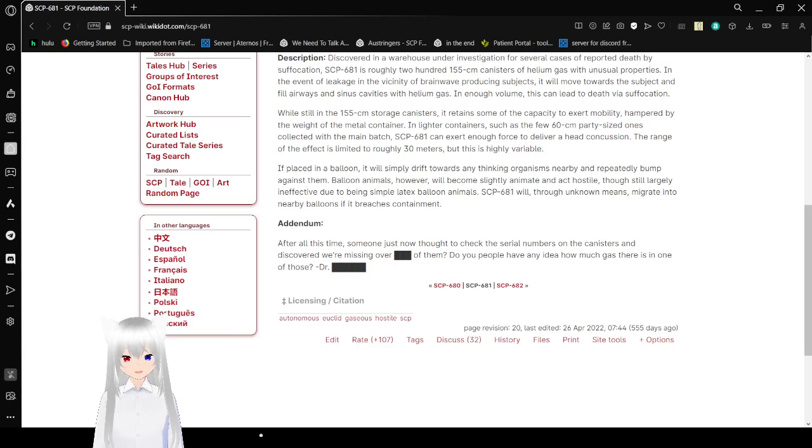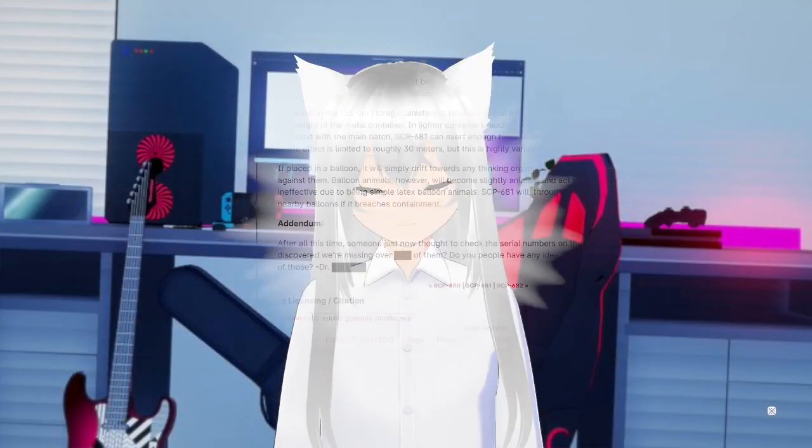So, it's a whole bunch of helium gas that wants to suffocate people. And they're going to sound so funny while it's trying to end them.